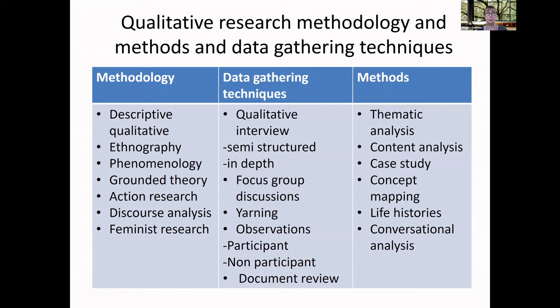Phenomenology is an approach where we're trying to understand people's experiences, and we may have deep, unstructured interviews with a small number of people in order to understand what people's experiences of a particular phenomenon are. Grounded theory is a methodology that seeks to develop a theory out of data, an emergent theory, so that data is collected and then a theory is devised based on the findings.